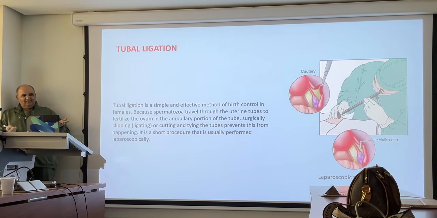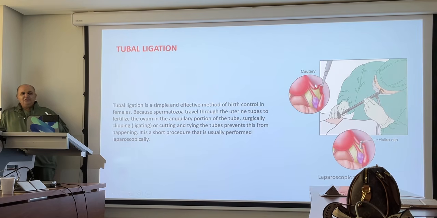Why not the male? If you have to sacrifice a female, like she doesn't want to give birth any further, what can you do? Just clip these tubes. You put in a laparoscope and you clip it here. This is called tubal ligation. In males, we learn vasectomy. This is the counterpart of vasectomy in females.